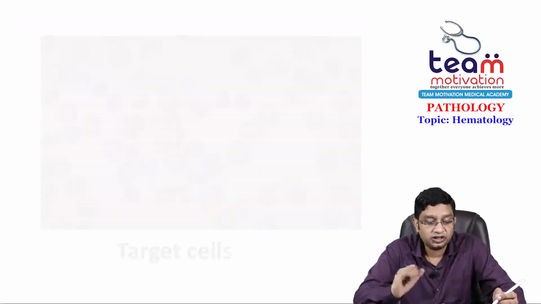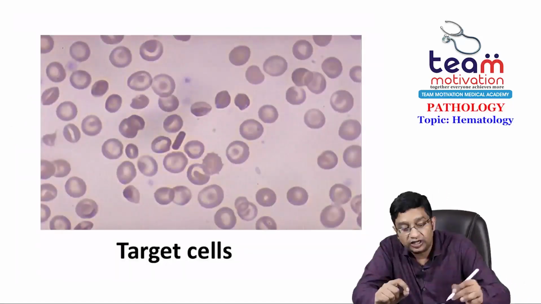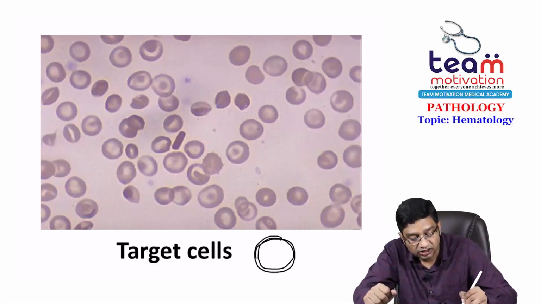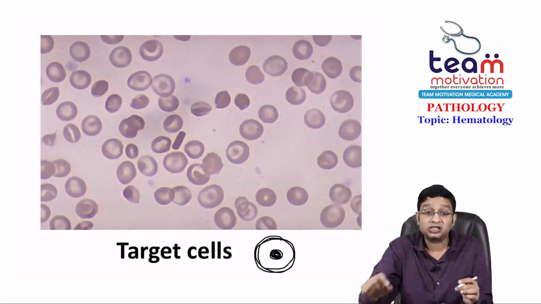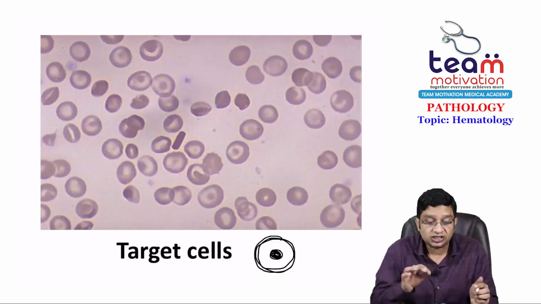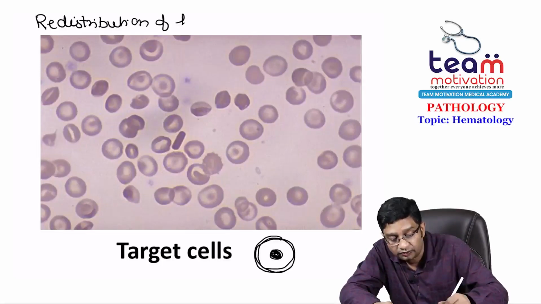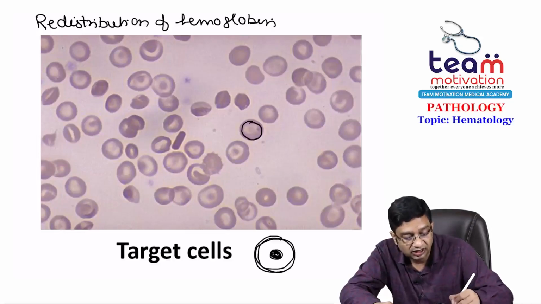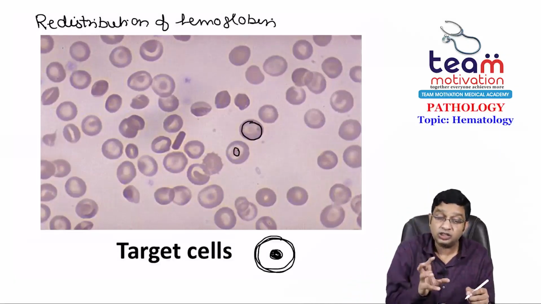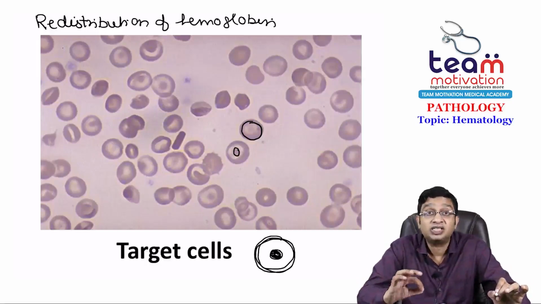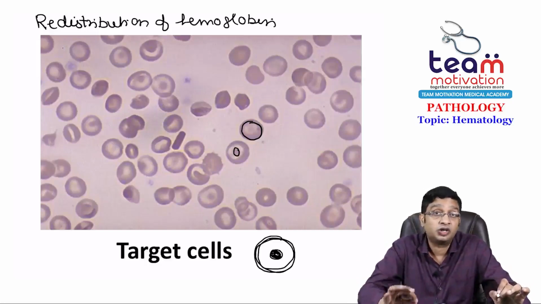Then if you can appreciate here, these are the target cells. Whenever you are shooting a target, the target appears like this, with circles and also a circle in the center. These are not nucleated RBCs. This is basically due to the redistribution of hemoglobin, which is redistributed along the periphery like this and in the center like this. So the RBCs appear nucleated, but they are actually not nucleated. This is what we call target cells, due to the redistribution of hemoglobin.